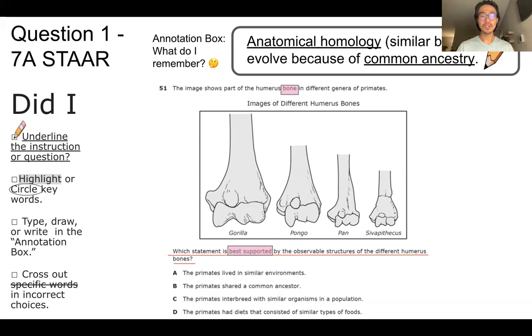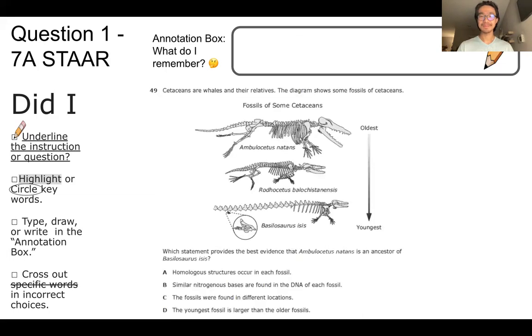Now, let's see which incorrect words are there. We don't really know where these animals lived. We also don't know if they can interbreed or mate and then have offspring, right? We're just looking at bones. There's nothing suggesting that they can reproduce necessarily. We also don't know what they ate just by looking at their bones, especially in their legs, right? So again, looking at our annotation box, anatomical homology, similar bones, is due to common ancestor. So these primates shared a common ancestor.